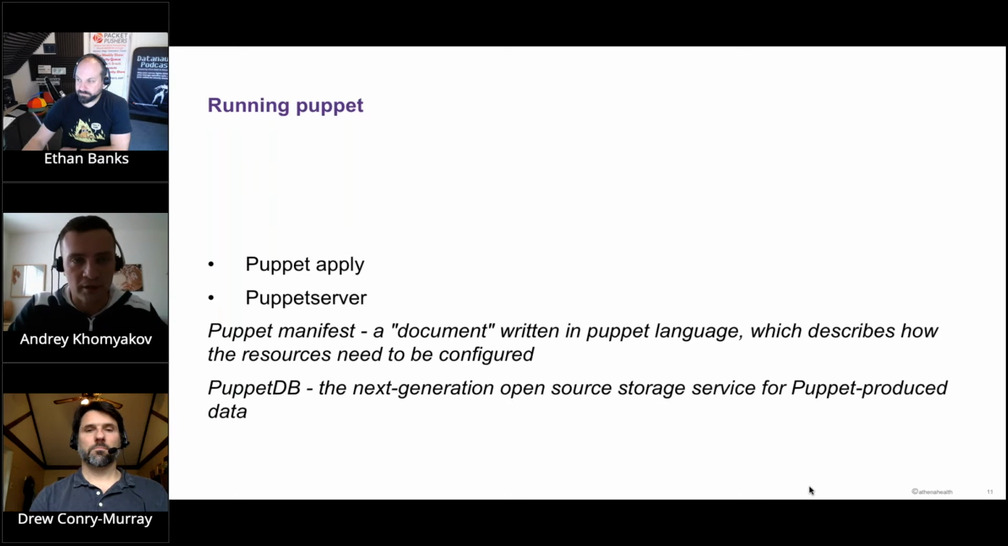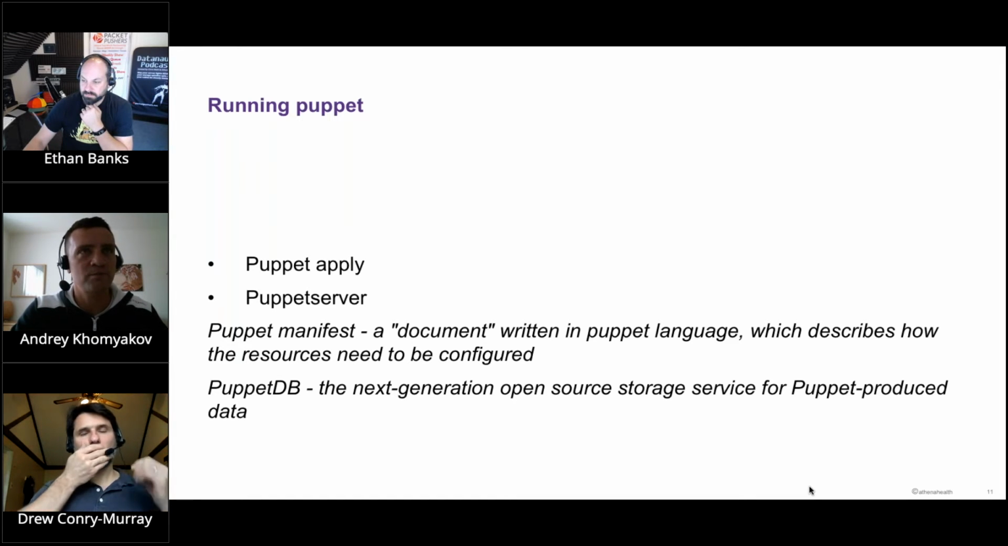PuppetDB, yep, there is a slide for that. PuppetDB, in Puppet Labs' own words, is the next generation open source storage service for Puppet produced data. Now, the key here is the Puppet produced data, right? So this is not a source of truth. You're not storing your configuration in there. This is basically a glorified way to store logs. With that said, you should definitely look into using that day one. It helps a lot.